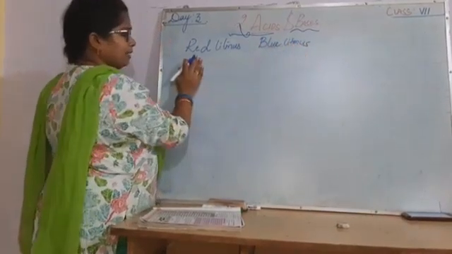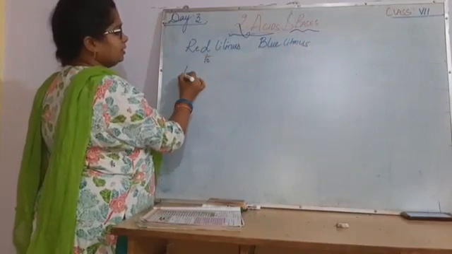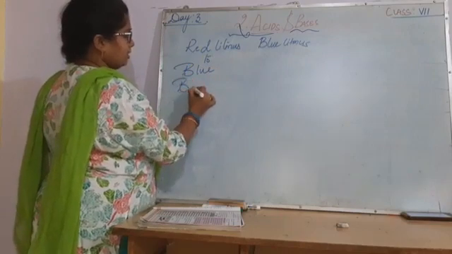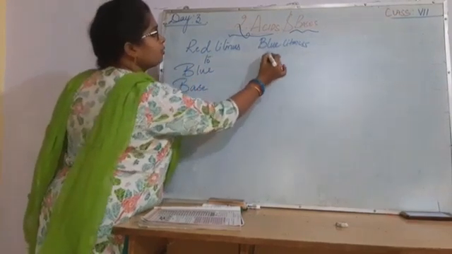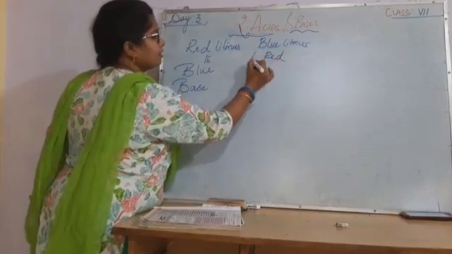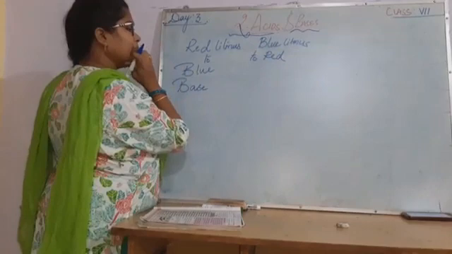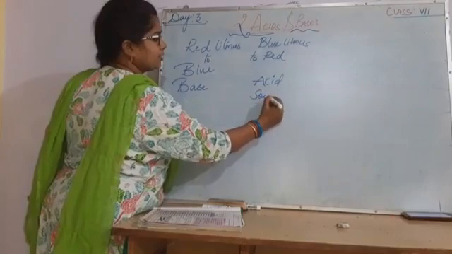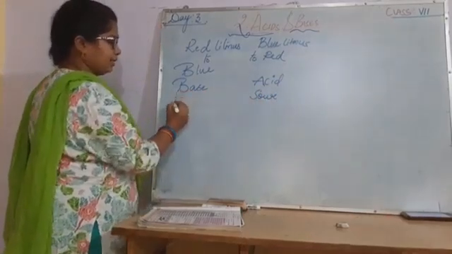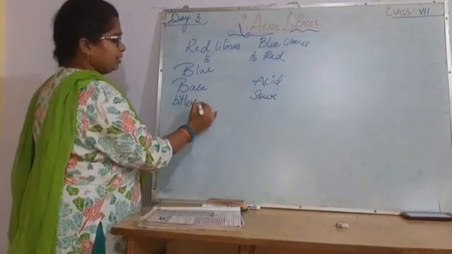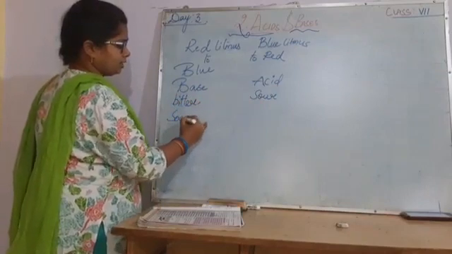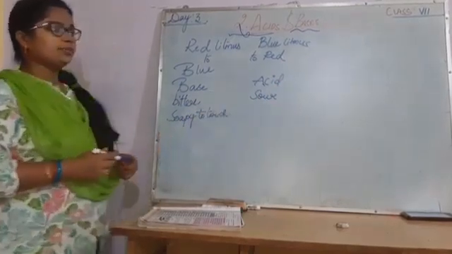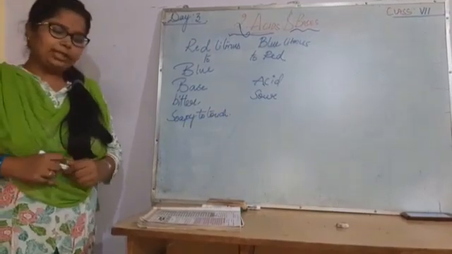When red litmus paper turns blue, we say it is a base. Red to blue, blue to red, I already said. So blue to red will be what? Acid. It is sour to taste. A base is bitter to taste and also soapy to touch. These are all the things we learned. So in table 3 I have explained everything.